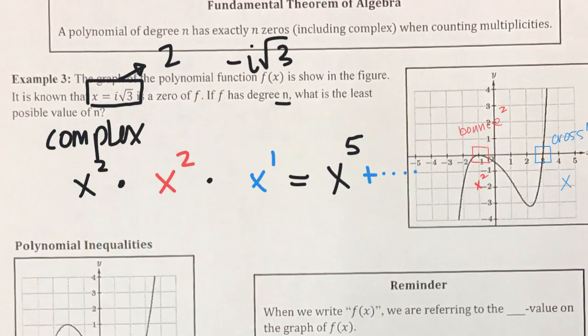Plus dot, dot, dot. There might be an x to the 4th or x cubed. It might have all those terms, but we're not going to do that just yet. So this is going to be at least a 5th degree polynomial. We have 2 zeros from our complex value. We have 2 from our bouncing, our multiplicity. If the graph bounces at the x-axis, it has a multiplicity of 2. And then we have 1 from where it crosses, a multiplicity of 1.